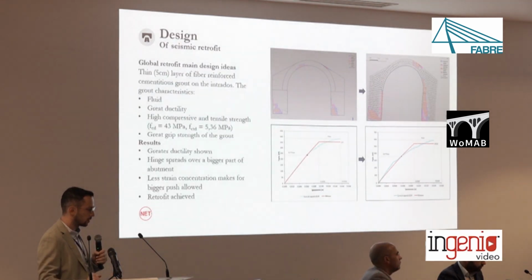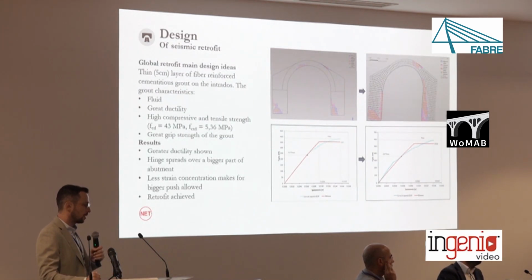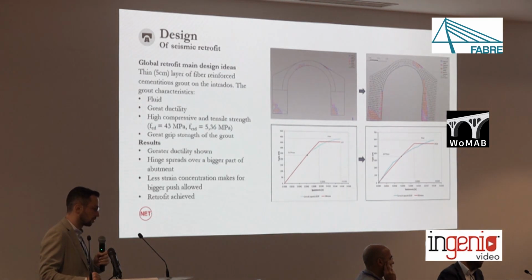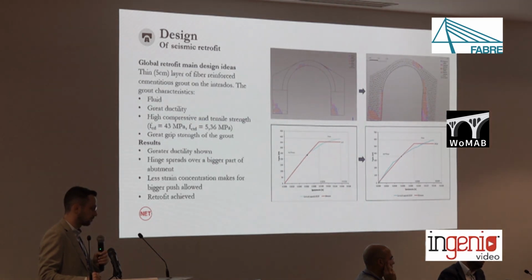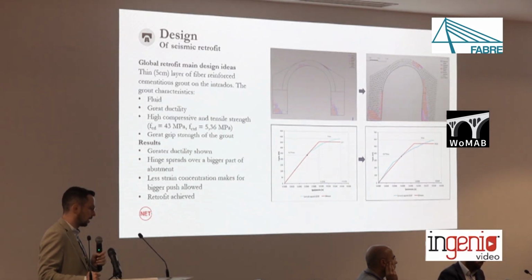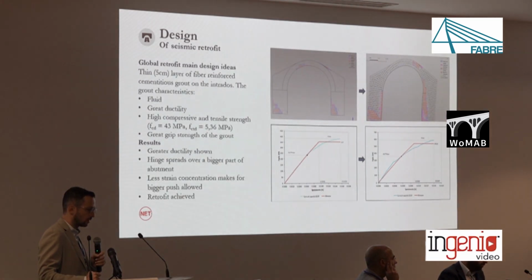So for the seismic retrofit, the global behavior, the chosen idea was a very thin layer of fiber-reinforced cementitious grout in the intrados, not to shut the road passing through. The particular grout characteristics are fluid and high ductility with great compressive and tensile strength. Moreover, it has a great grip strength to allow good interface, interlocking masonry and grout, but still the steel connectors were put into place.